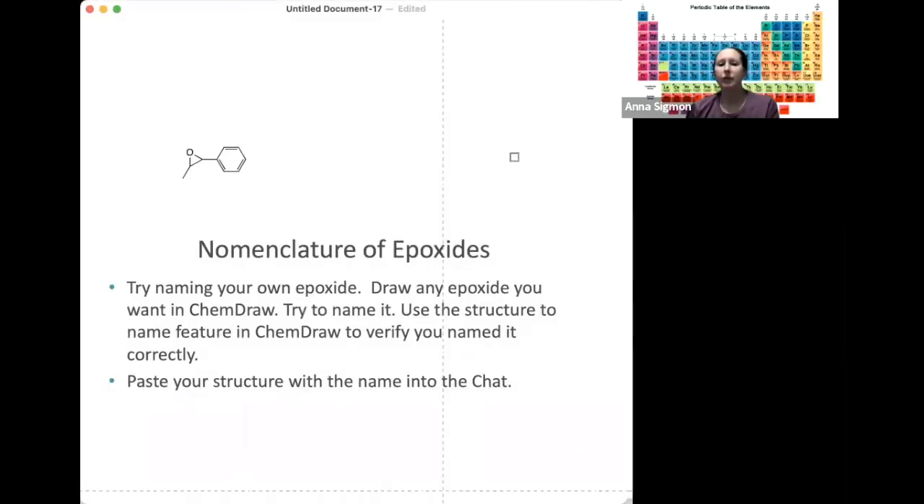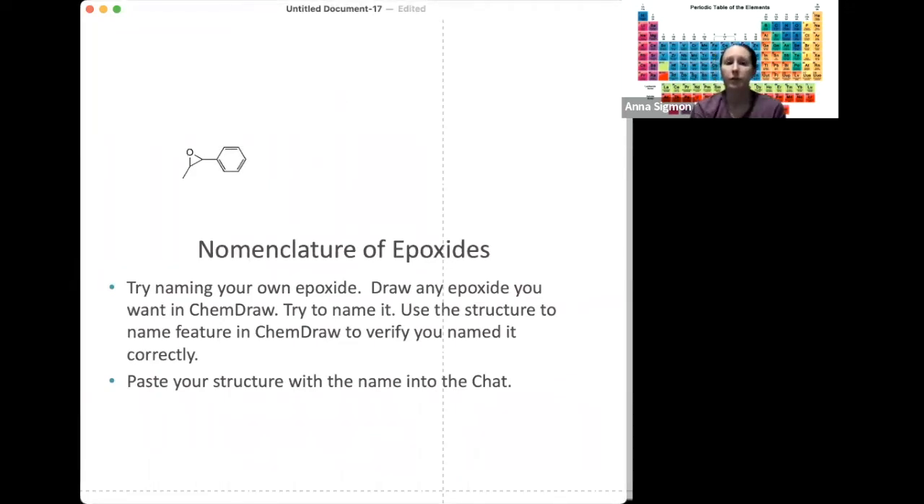Now I would like you to try naming an epoxide of your own creation. Draw any epoxide you would like. I drew one here that has the 3-membered epoxide ring with an oxygen and a methyl and a phenyl ring. Now, using the rules I just told you, see if you can name it, and then you can check it using a feature in ChemDraw.